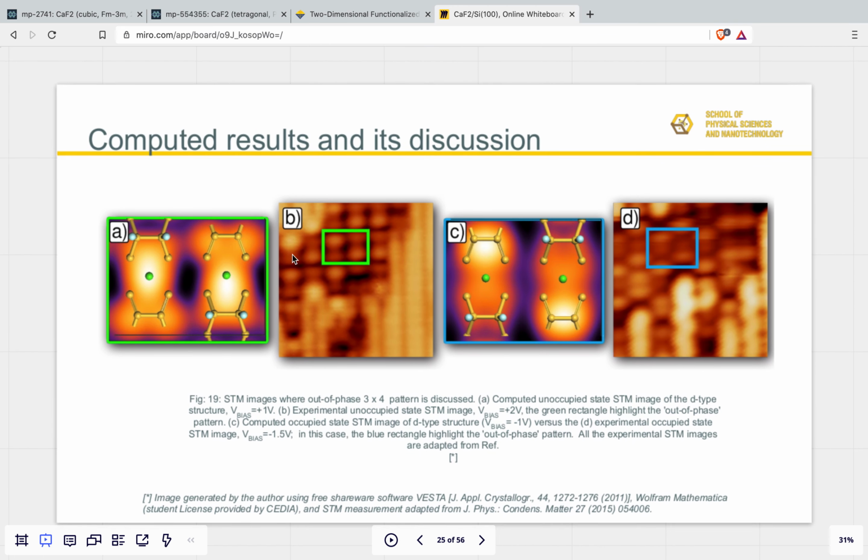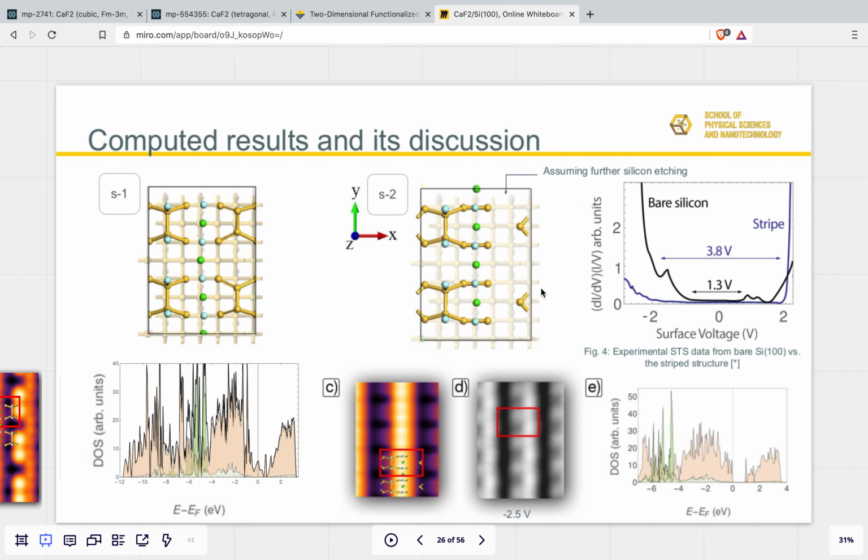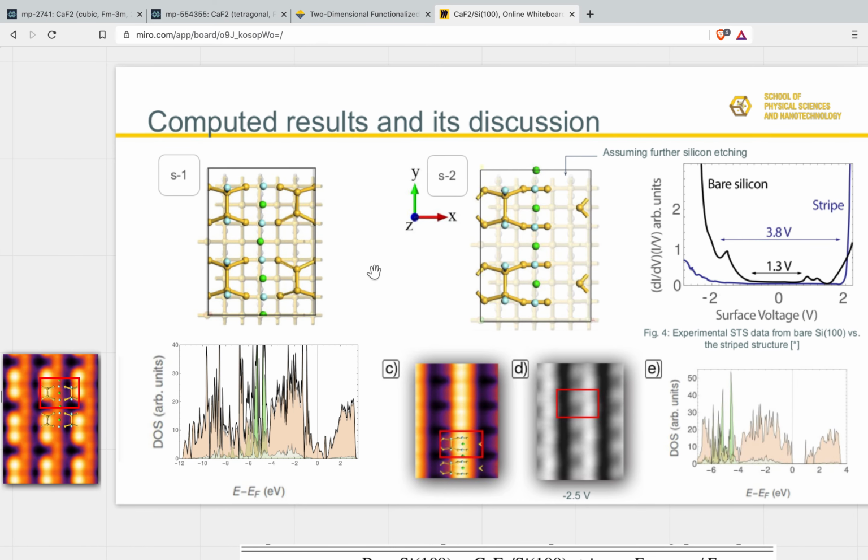Now, about the out-of-phase configuration of the wetting layer, this atomic setup returned the best qualitative results. Here in green we can observe the negative voltages of STM, and in blue the positive voltages. Now, about the last stage of the CVD on the stripe structure, we computed the STM images at minus 2.5 volts of it, and also its density of states.